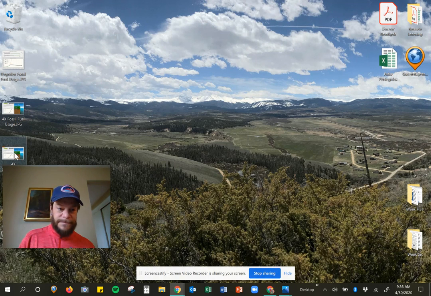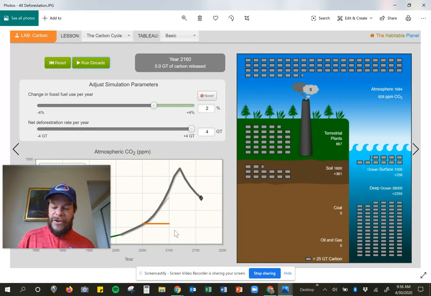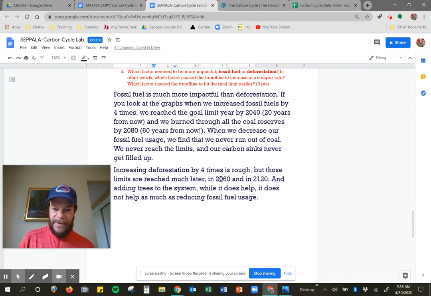On the other side, if we cut down more trees, even by a factor of 4, we still reach those limits, but we reach them later. Increasing deforestation by 4 times, it's rough, but those limits are reached much later. We don't run out of our coal reserves until 100 years from now. It's not good. 100 years from now, it's not great, but it's certainly a lot better than fossil fuels.